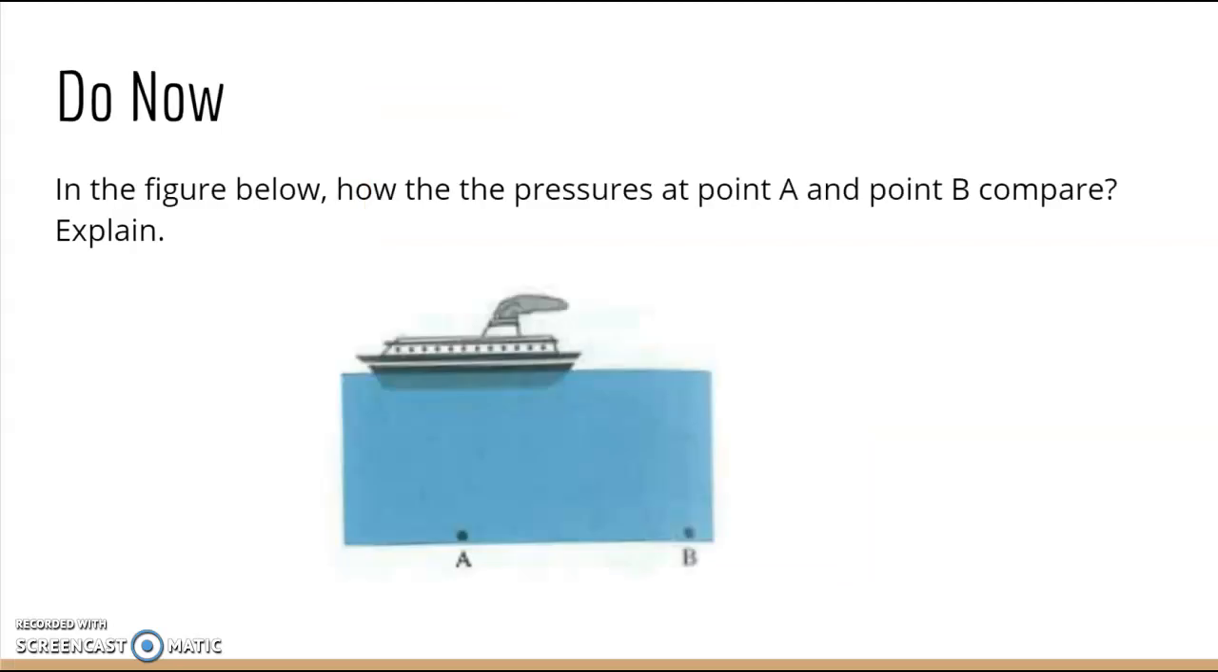But first, let's stop to think here. So here we have a figure where I accidentally put the figure in slightly tilted. So A and B are actually level with each other. But how does the pressure at point A and point B compare?